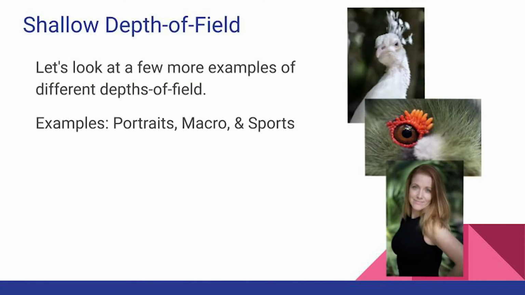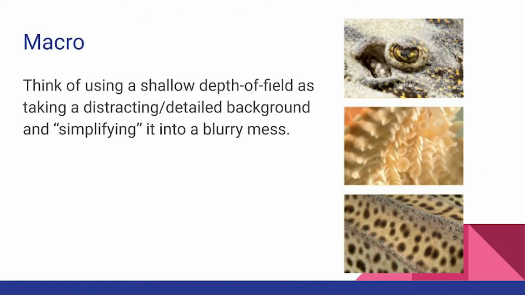Shallow depth of field. Let's look at a few examples of different depths of field. For example, here we're going to look at some portraits, macro, and sports. For shallow or small depth of field, this means that only a small amount of the photograph is in focus. Macro. Think of using shallow depth of field as taking a distracting, detailed background and simplifying it into a blurry mess. Macro photography, like these examples, always uses a shallow depth of field.